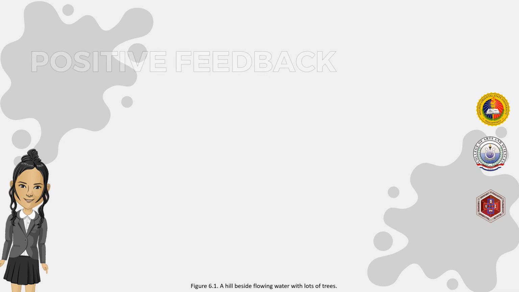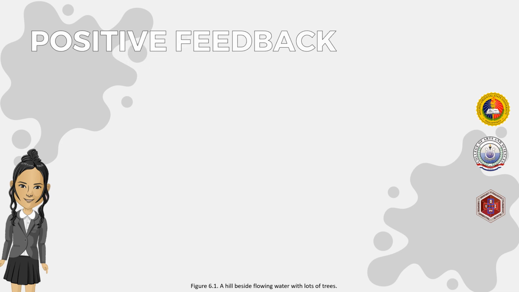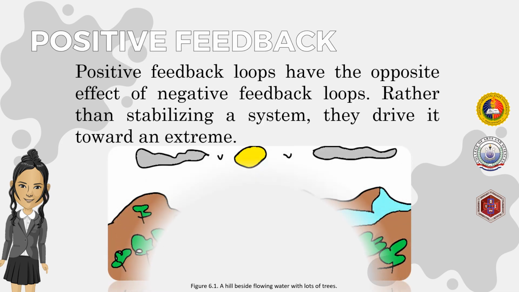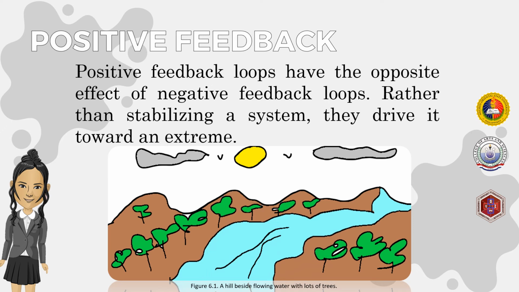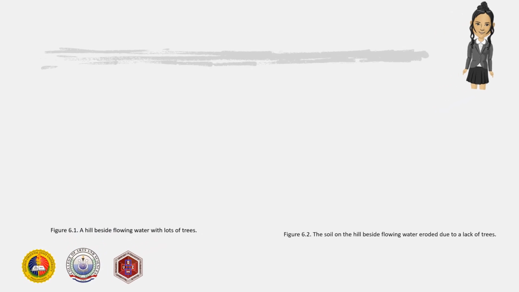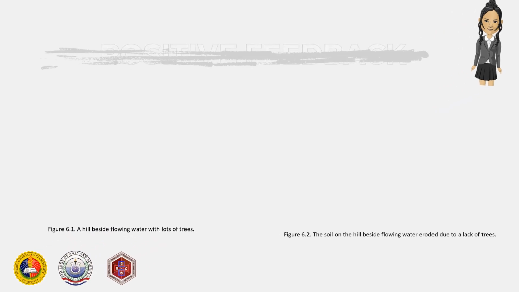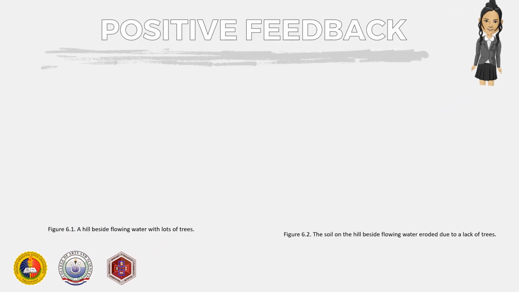So now, let's move on to positive feedback. Positive feedback loops have the opposite effect of negative feedback loops. Rather than stabilizing a system, they drive it toward an extreme. So let's tackle the positive feedback.